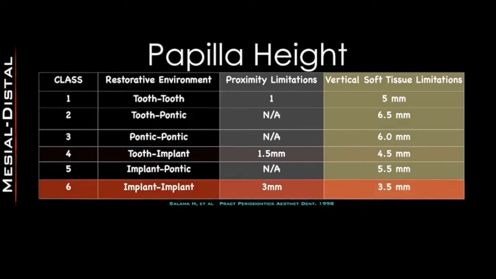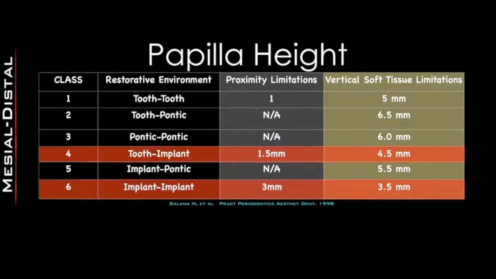So what we can see is that in the situation between a tooth and an implant, we must keep a distance of at least 1.5 millimeters in order to have a papilla that's going to be a maximum of 4.5 millimeters in height.